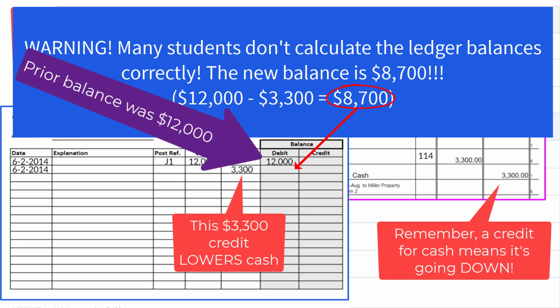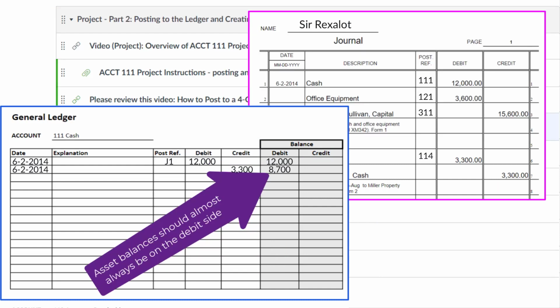So let's see what that is in my calculator. 12,000 minus 3,300. So that's a debit balance of 8,700. So notice that I've put the balance on the larger side, which is the debit side. Remember, all assets should have the balance on the debit side, which is the plus side. So again, we had $12,000. We subtracted $3,300 when we bought this prepaid rent, and now we only have $8,700 of cash.